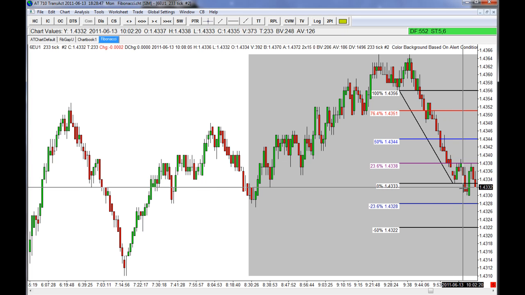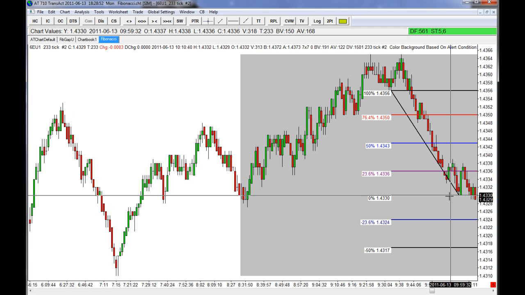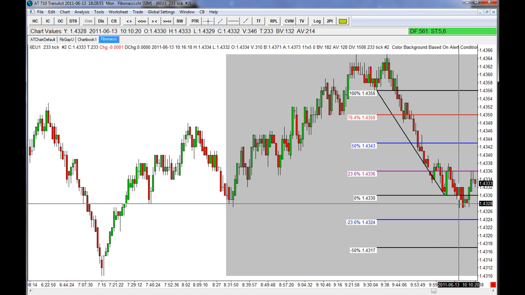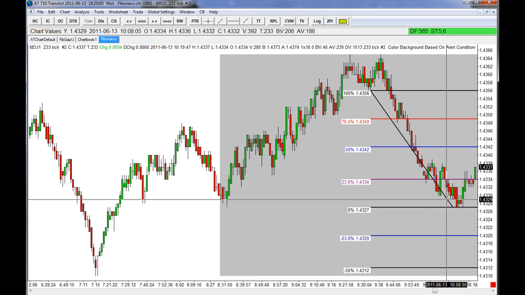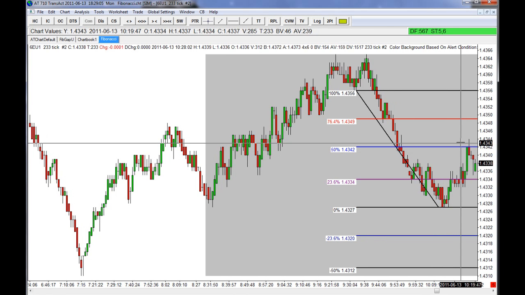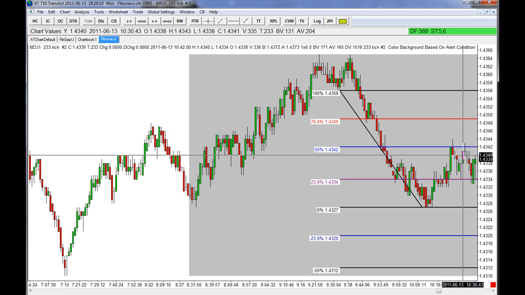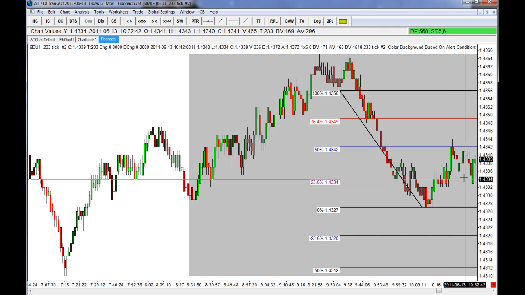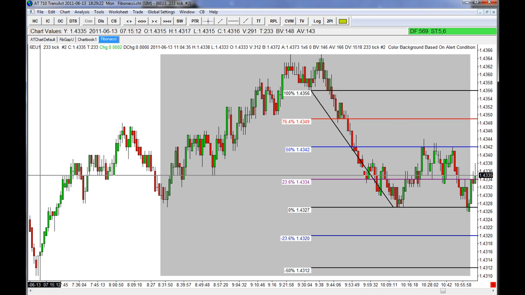Price trades through the 0% level, back up to the 23.6 retracement level, then again to the 0% level, back up to 23.6, move the 0% line. Okay, then it goes back up to the 50% level, trades through it, bounces back down to 23.6, back to 50, through 23.6. So we've gotten a fill right here, 43.34, and then it's noon Eastern.